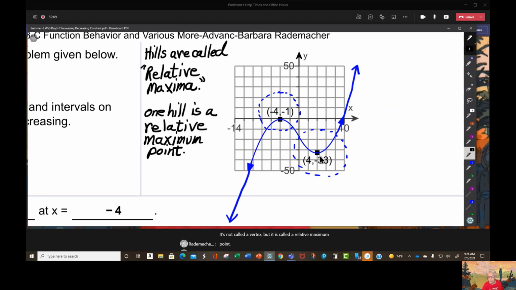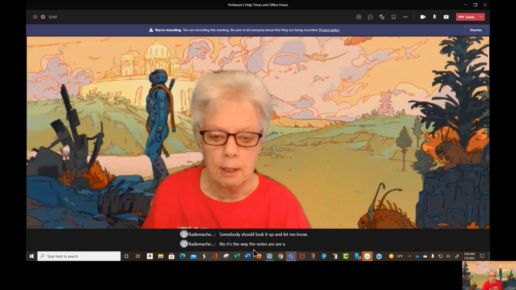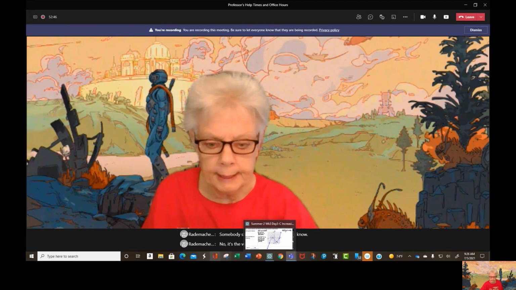Okay, now much the same over here. A valley is a relative minima. Well, valleys are, if we say plural. Valleys are... Is that the way you spell valleys? I think it is. It looks funny though, doesn't it? Somebody should look it up and let me know. It's the way the notes are expressing it.